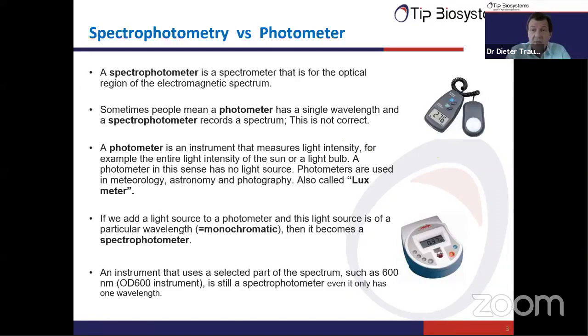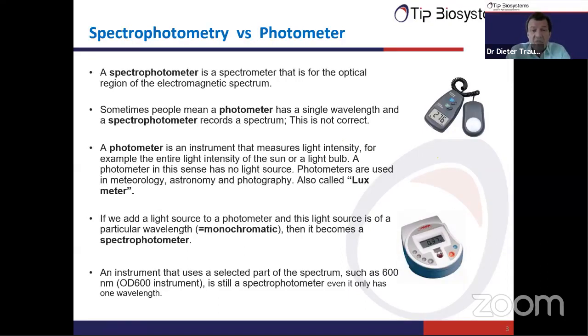So those instruments are used in meteorology, in astronomy, and if you are a photographer, you will also use them to measure the light intensity of the scenery you are going to photograph.